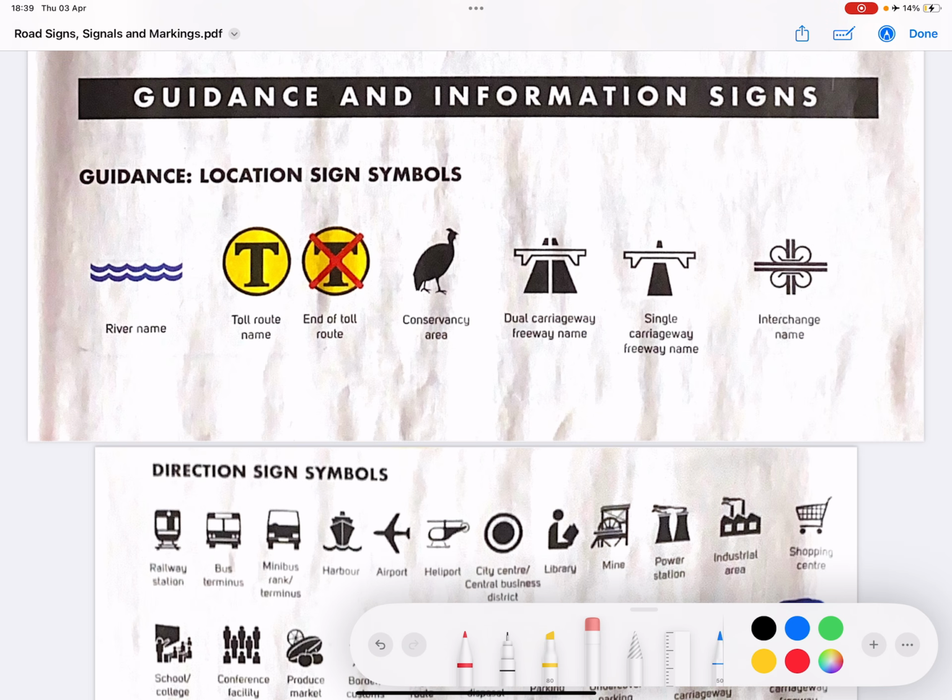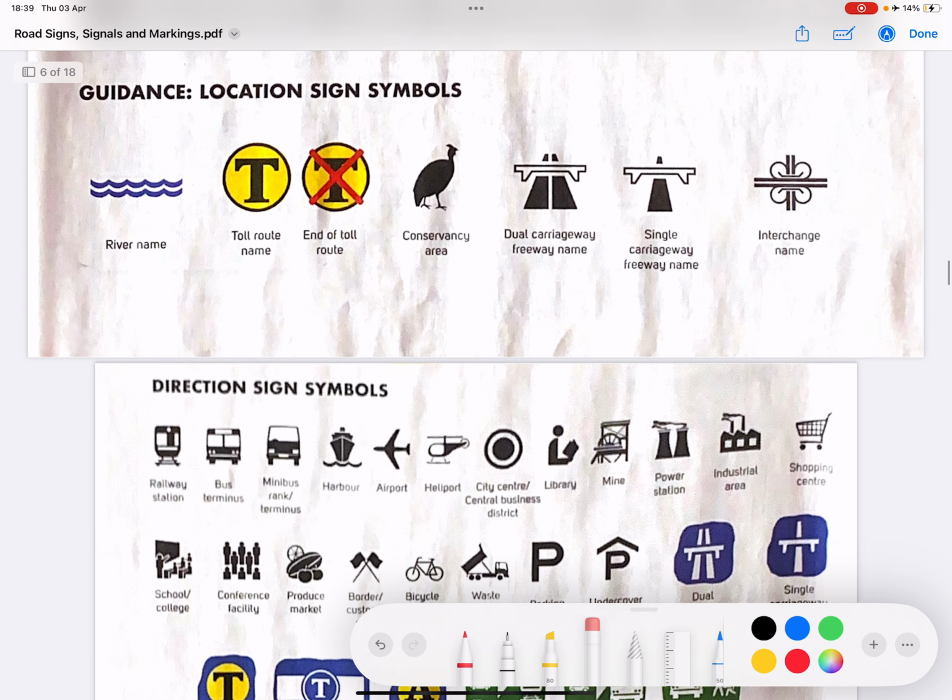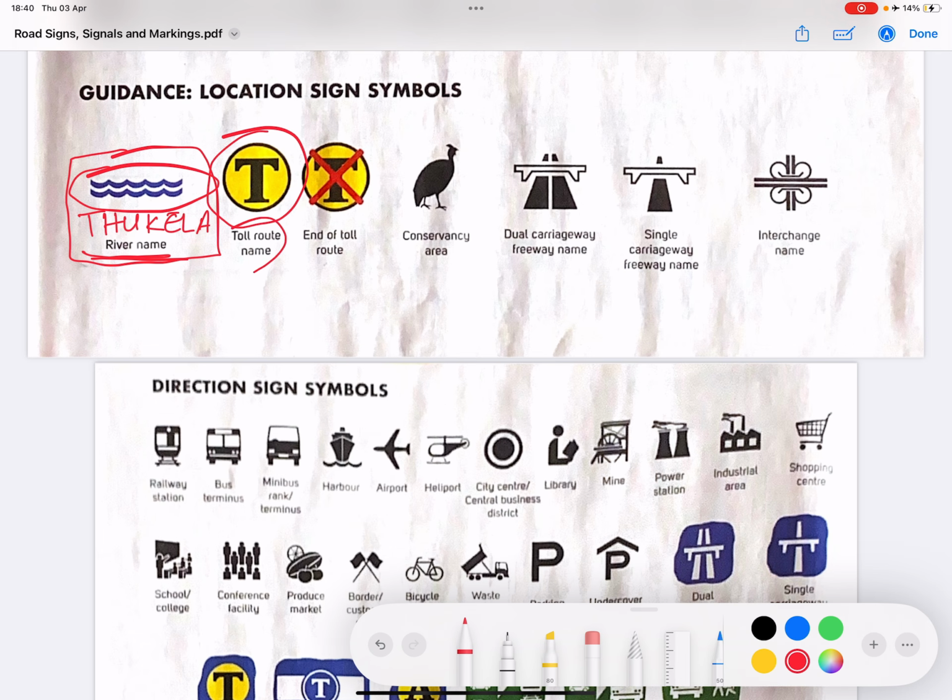guidance and information signs. The guidance and information signs. So these ones, it's just for your guidance, basically. It's so that you don't get lost. When you see this board, it tells you that there's a river. So they will put this sign and then underneath they will write, maybe say, Tukela River. You see? But when you see this T, it's a toll route. They'll put this sign, then next to it, this is what they will do.